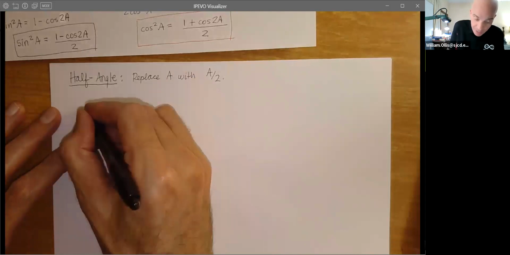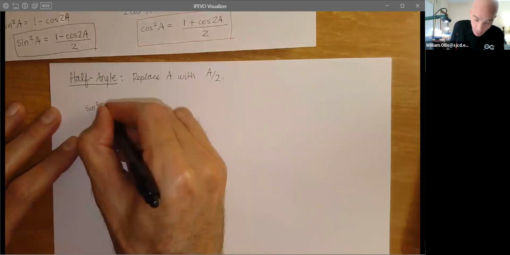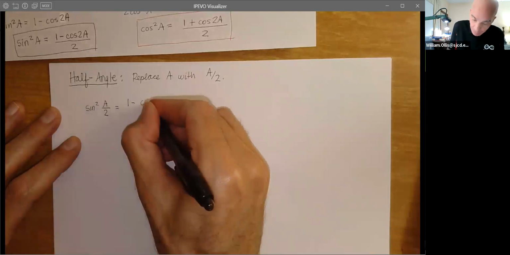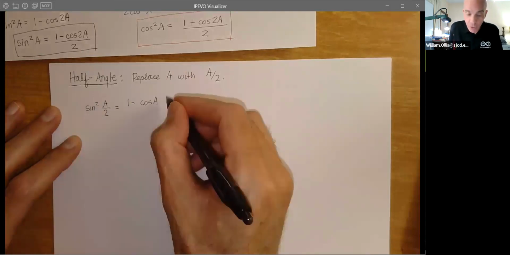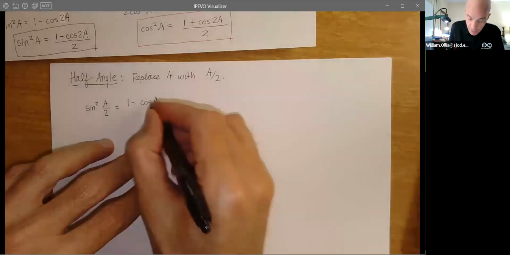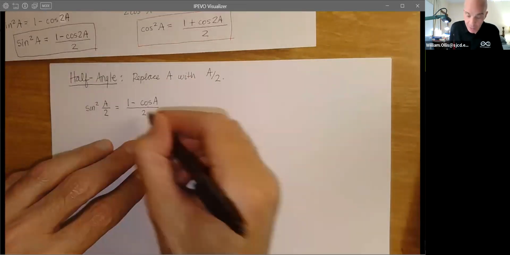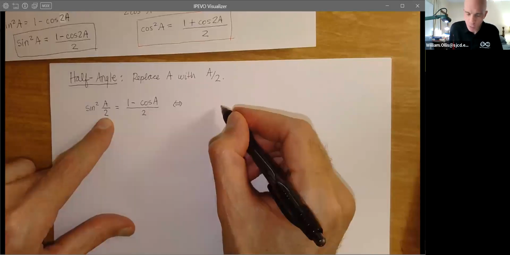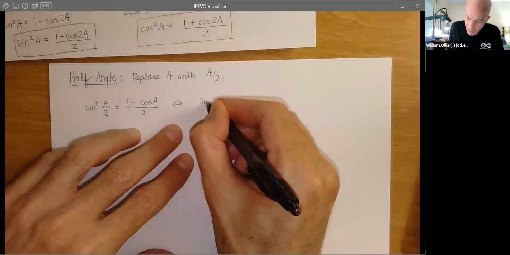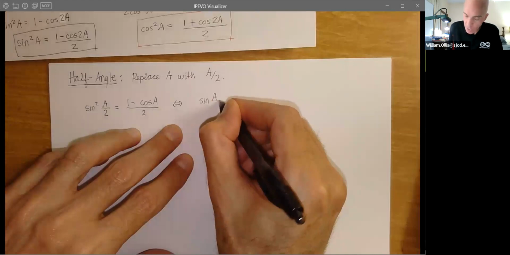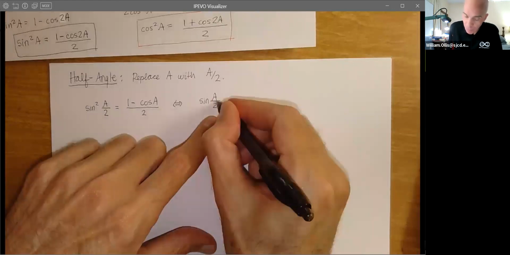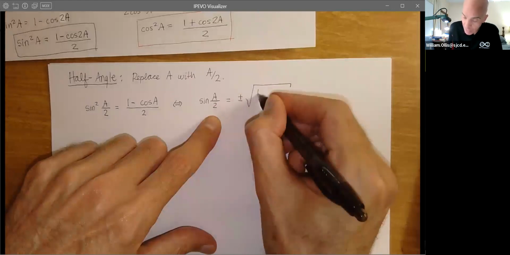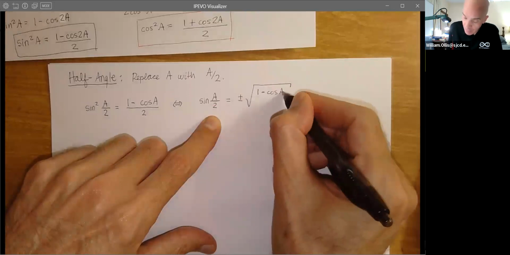So we have sine squared of A over 2 equals 1 minus cosine A. So we replace A with A over 2, so it absorbs the 2, divide by 2. Now let's take the square root principle, plus or minus. So this is not very user-friendly. So sine of the half angle, again, we have to determine where the A over 2 terminates, will be plus or minus the square root of 1 minus cosine A divided by 2.